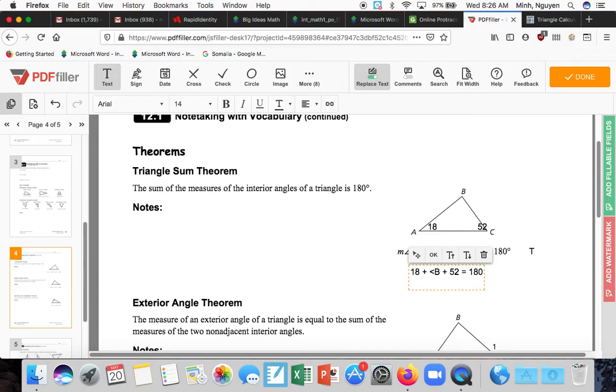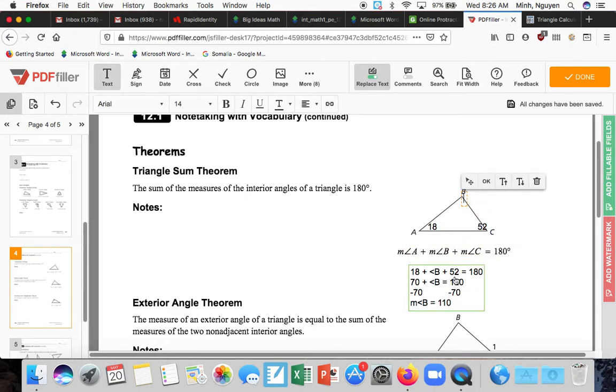Then you could put them together. 18 plus 52 is 70. 70 plus angle B, measure of angle B, is equal to 180. We get B by itself. So measure of angle B is equal to 110. So I just made this problem up, but if you know any two angles, you can find the third one by knowing that they all have to add up to 180.